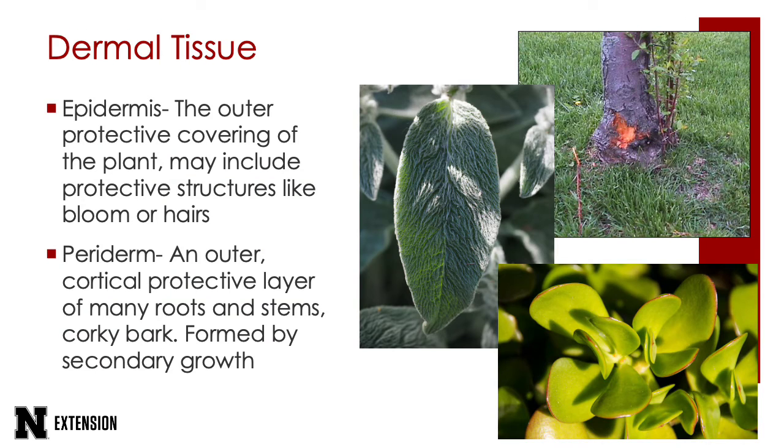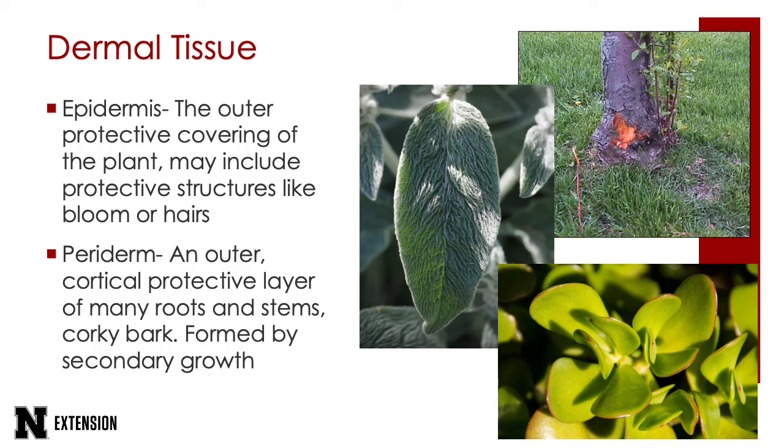One final thought on stems, and that's related to the outer dermal tissue. The term epidermis refers to an outer protective covering that can be found on any plant. It may include protective structures or hairs, as you see in this lamb's ear leaf, which is very soft and hairy. Or it may be waxy, as in a jade plant, protecting the leaf from water loss when the plant grows in a drier climate.